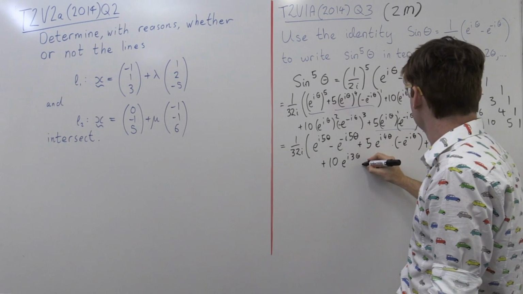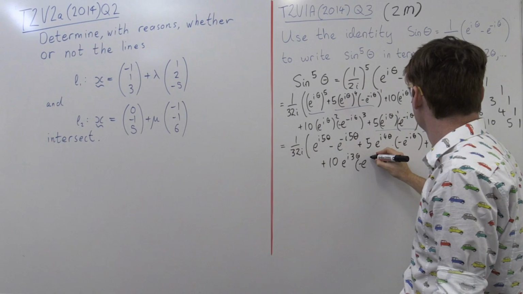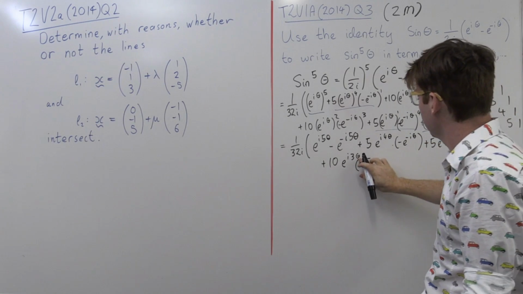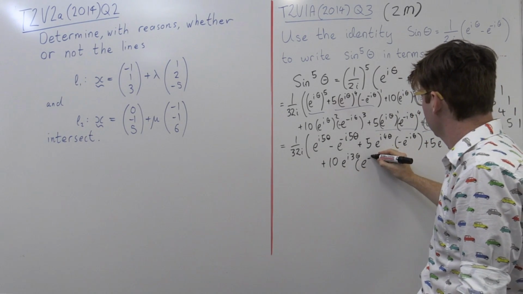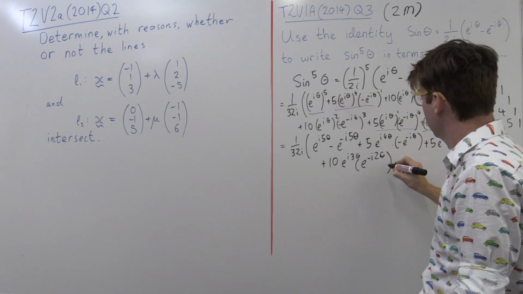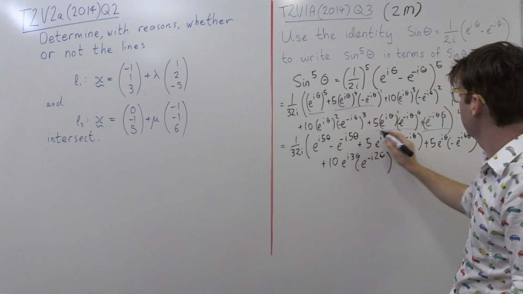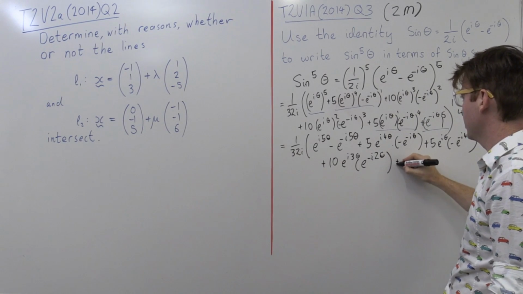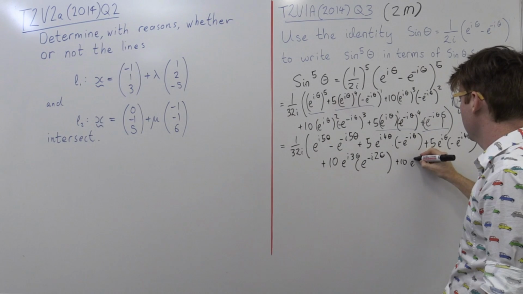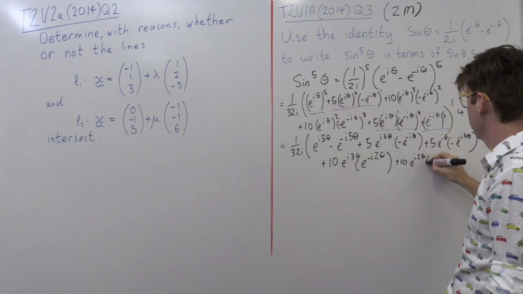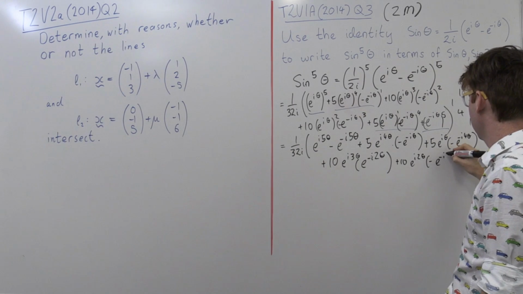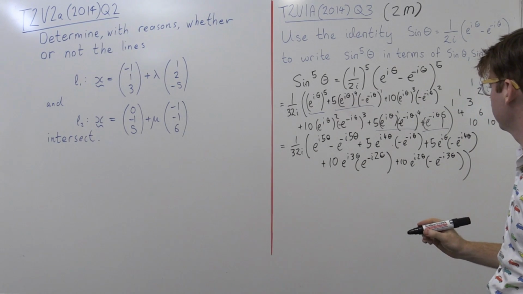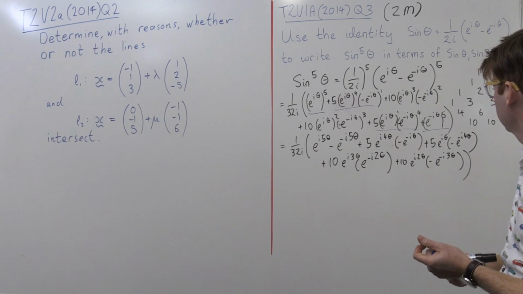3 theta e to the negative, well that will become a positive because of the square, so I can just leave that off, i 2 theta, and that's that one, and that one, and the last one is over here, so this is plus 10 e to the i 2 theta negative e to the negative i 3 theta, close brackets. Oh, and that should be a positive.